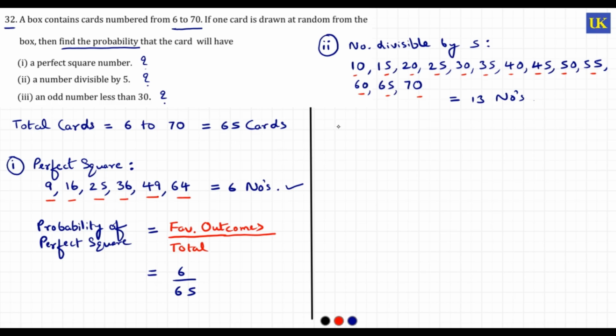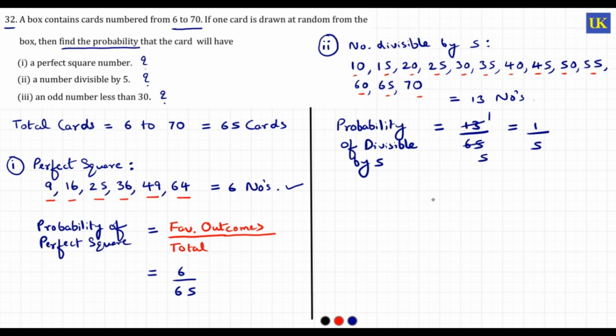So what is the probability now? Probability that the number is divisible by 5. So favorable outcomes upon total. So 13 upon 65. So 13 ones are 13 and 13 fives are 65. So further we can simplify it. So 1 upon 5 is our answer. Now we will see the third question.